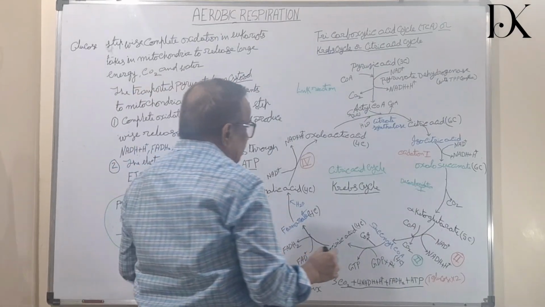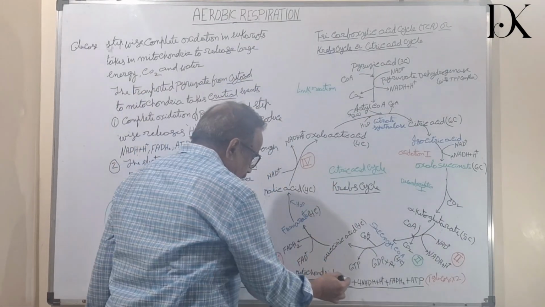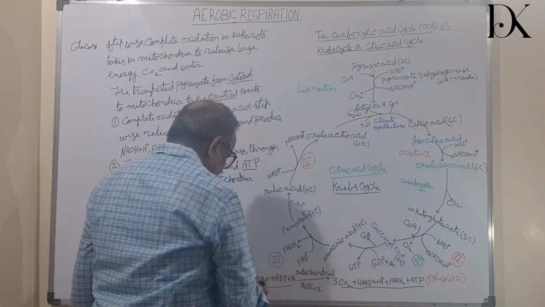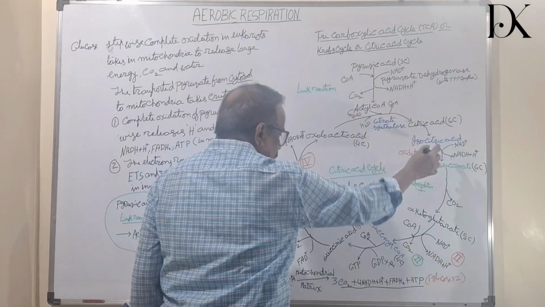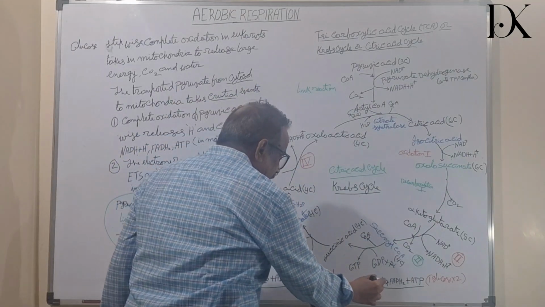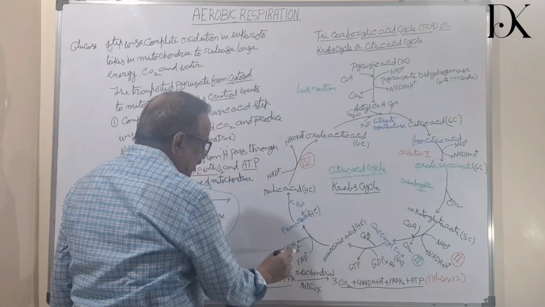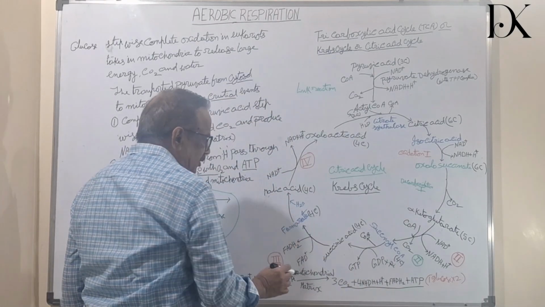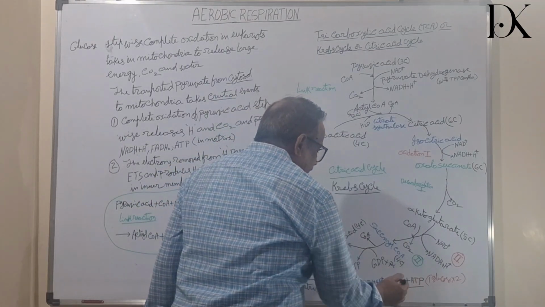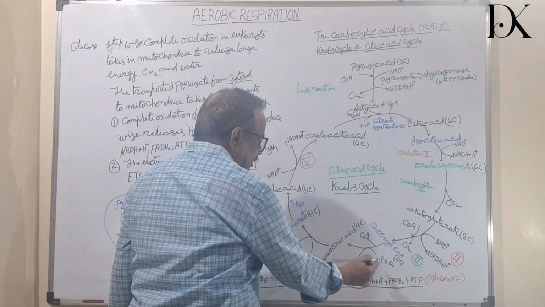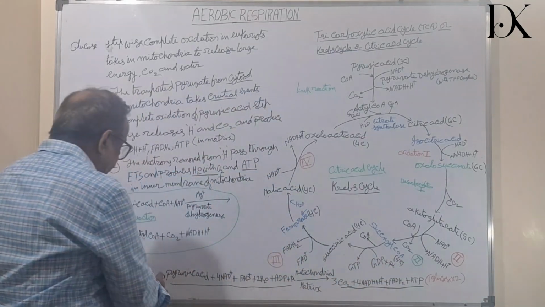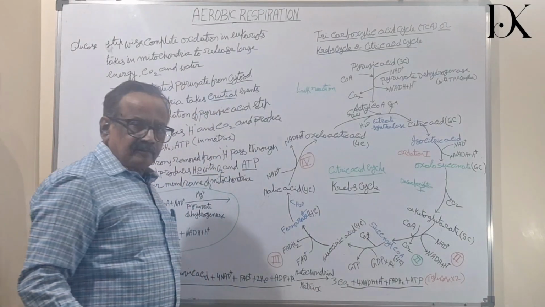He asked this also once. So 4 NADH plus are formed, because 1, 2, 3, 4. And 1 FADH2 is formed here when succinic acid is converted to fumarate. And 1 ATP, that is the GTP, is formed. So this is from 1 pyruvic acid.